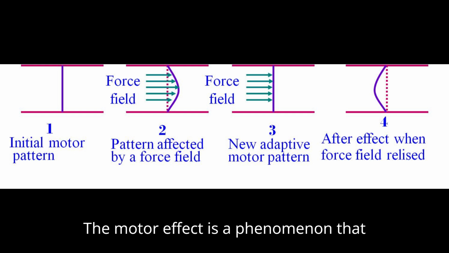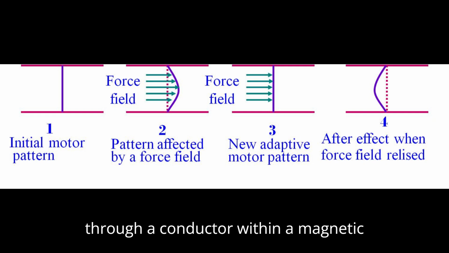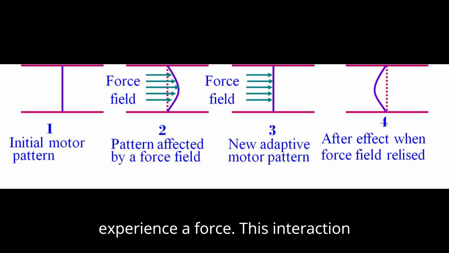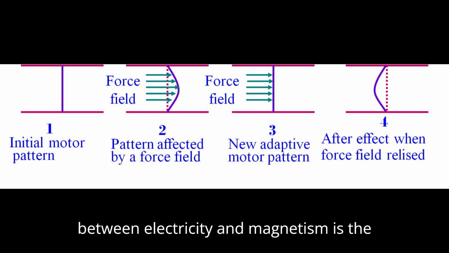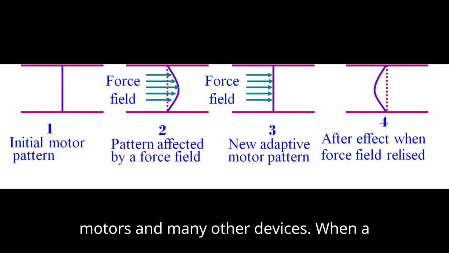The motor effect is a phenomenon that occurs when an electric current flows through a conductor within a magnetic field, causing the conductor to experience a force. This interaction between electricity and magnetism is the fundamental principle behind electric motors and many other devices.